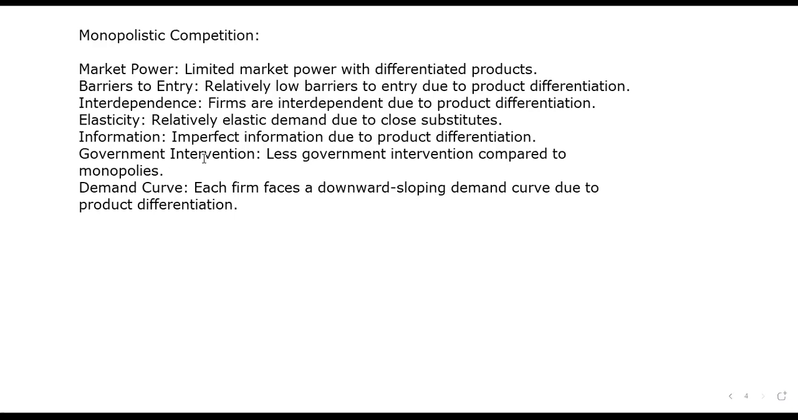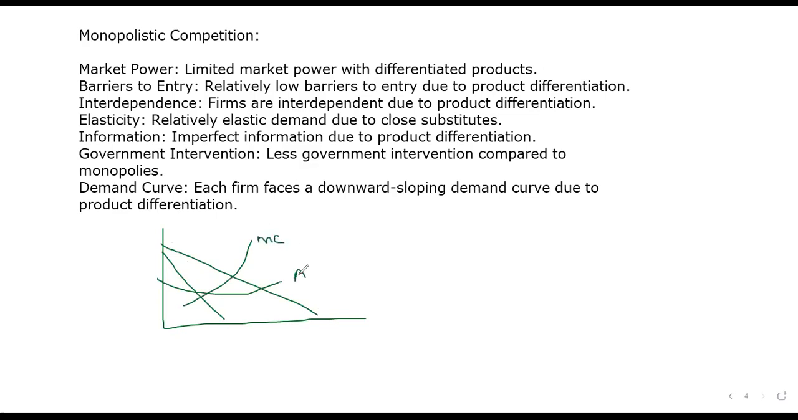The government intervention is less compared to the monopolies, and the demand curve is just the same as the one in the previous case we were looking at. Monopoly, so they have similar functions here. So marginal cost, average total cost. Okay. Then we go to our monopoly and oligopoly.